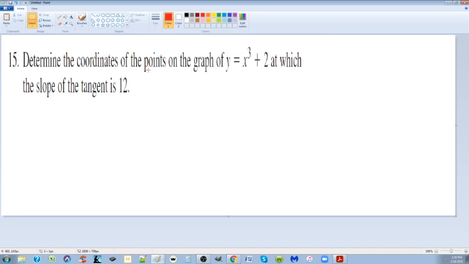Determine the coordinates of the point on the graph at which the slope of the tangent is... Same thing. So find the derivative, which is this, and then notice it says coordinates of the points. And the reason we're going to have 2 points is because of this square here. So this is going to be equal to 12 when we isolate x. This is the derivative formula, by the way. When we isolate, we get this.